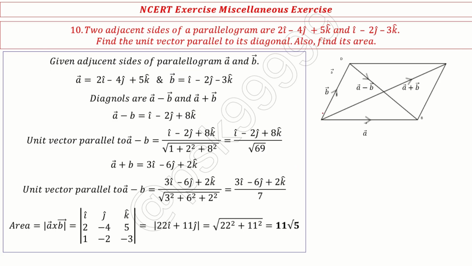So this is how it is. A bar, B bar, and then you have A minus B, A plus B. This is A minus B, this is A plus B. Next.